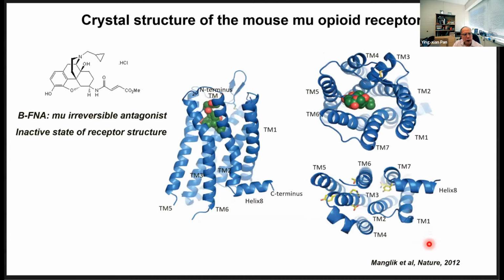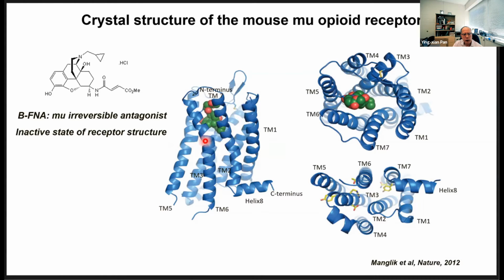This is a crystal structure of mouse mu opioid receptor, co-crystallized with beta-FNA, a mu irreversible antagonist, so that it represents the inactive state of the receptor structure. Here's the side view. This is beta-FNA.